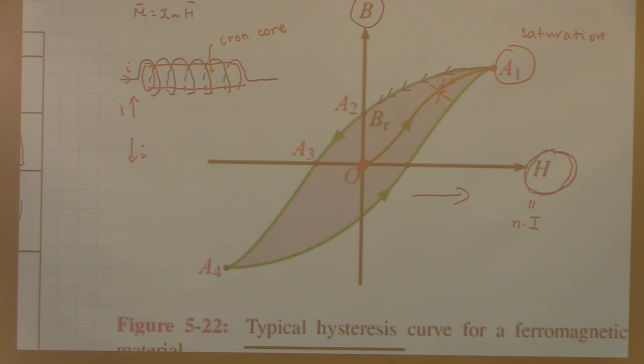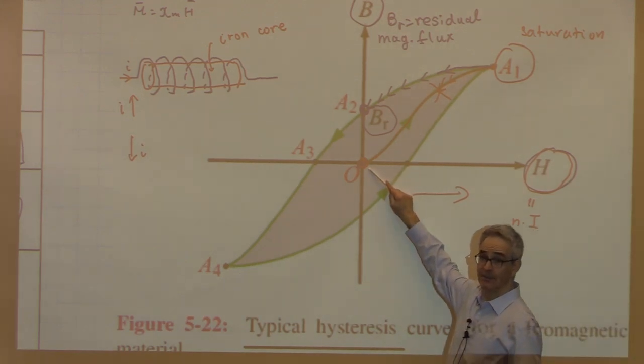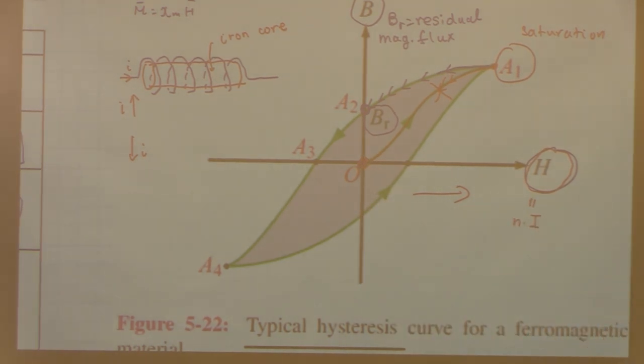That is not a problem because when I turn off my current, the magnetic flux density is non-zero. That's when my core has become a magnet. B sub R is the residual magnetic flux. At this point, A2, I can take out the wire because the current is zero, and my bar is now magnetized. I take out the wire, and I still have what I call a residual magnetic field.